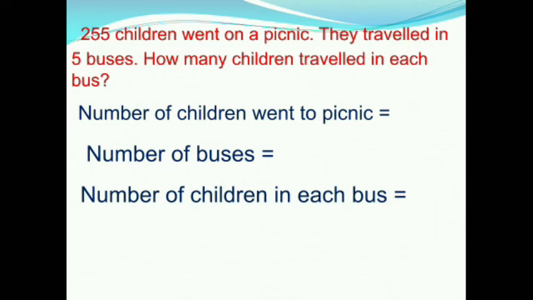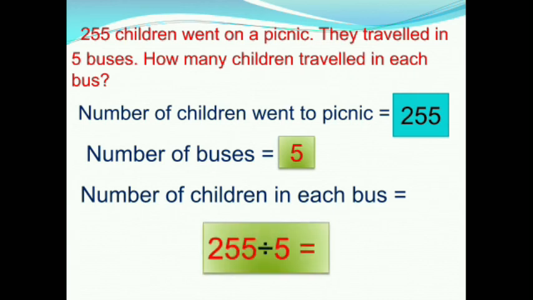Children, now we will solve another word problem. First we should read the question. 255 children went on a picnic. They travelled in 5 buses. How many children travelled in each bus? Totally how many children went on a picnic? Number of children who went on the picnic is 255. How many buses did they go in? Number of buses is 5. Now we should find the number of children in each bus.